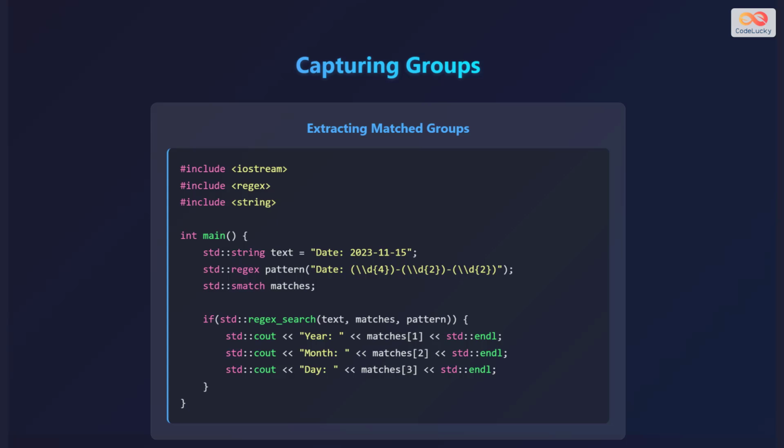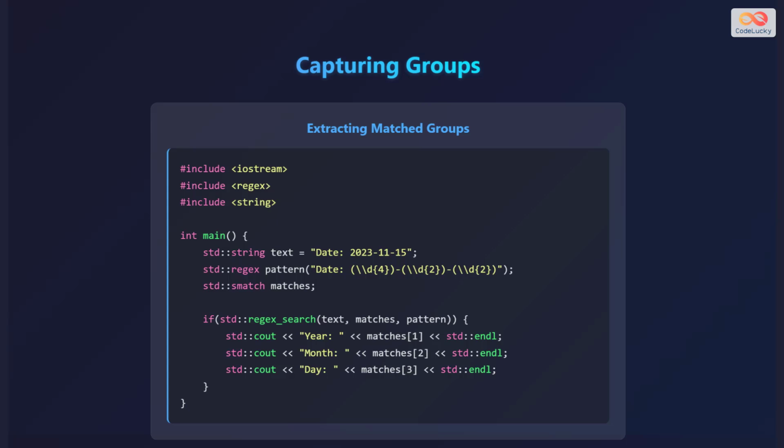Capturing groups allow you to extract specific parts of a matched string. Capturing groups are defined using parentheses in the regular expression pattern. Here's an example that demonstrates extracting matched groups from a date string. Include the iostream, regex, and string headers. Then inside the main function, create a string variable named text and assign it the value "date: November 15, 2023".